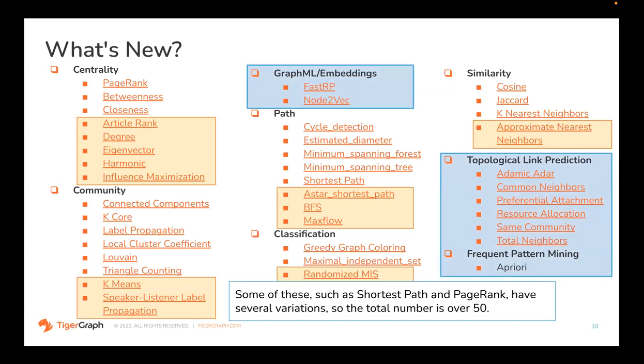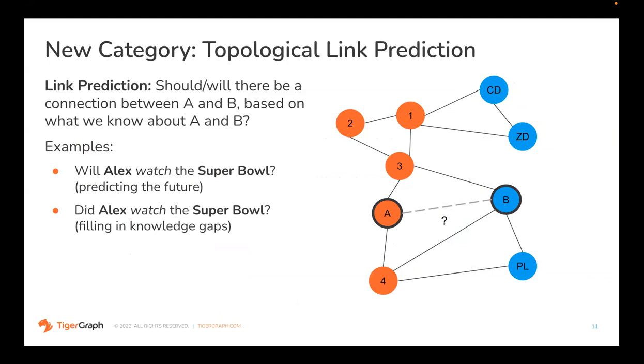So if you add them up, there are about 20 new individual algorithms. And to save space, we didn't even list all the different variations of shortest path or of PageRank. If you included all those variations, we'd have well over 50. So I'm going to talk about 2 new categories and several new algorithms in particular. So I'm going to go into some detail here now.